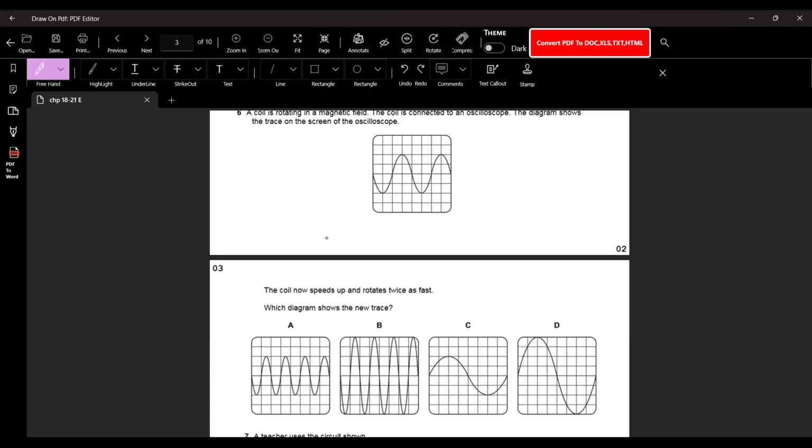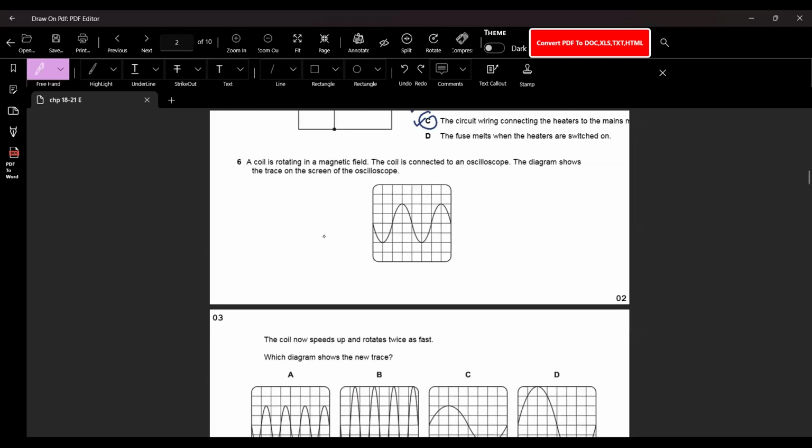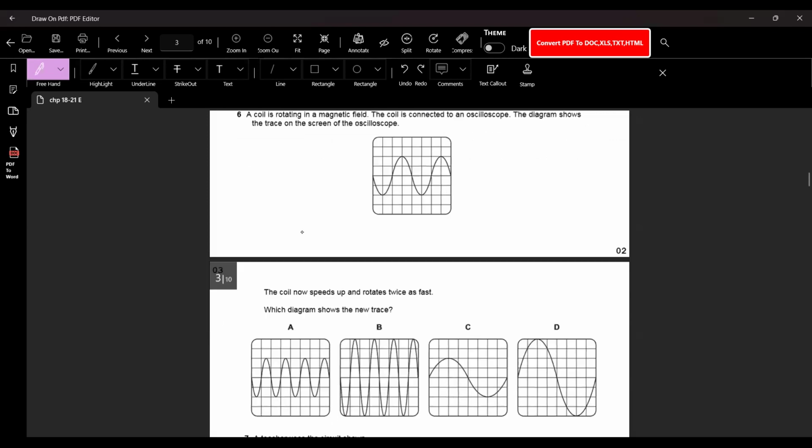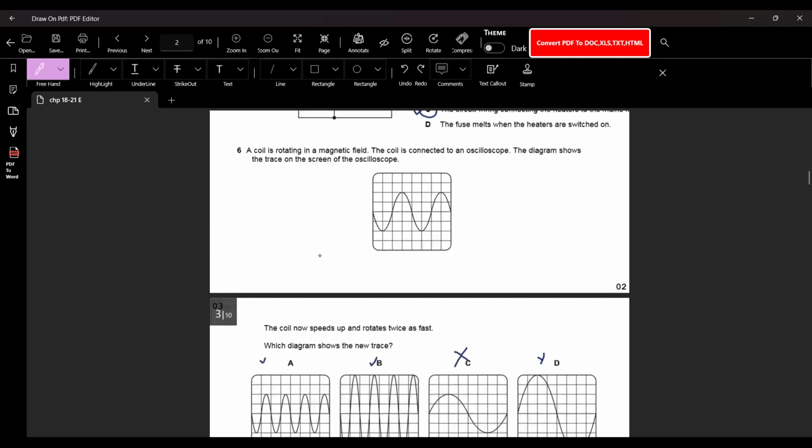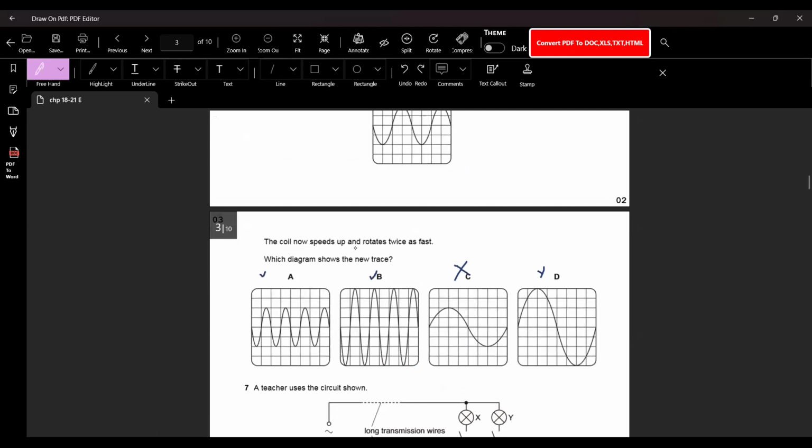Okay. Then comes the electromagnetic induction questions that you were asking for. A coil is rotating in a magnetic field. The coil is connected to an oscilloscope. The diagram shows a trace on the screen of the oscilloscope. The coil now speeds up and rotates twice as fast. Which diagram is the new trace? Obviously, option number C and D would not be the right option. We'll choose either from option A or option B. Clearly, it says that now it speeds up and rotates twice as much. So out of options A and B, which one would you choose?